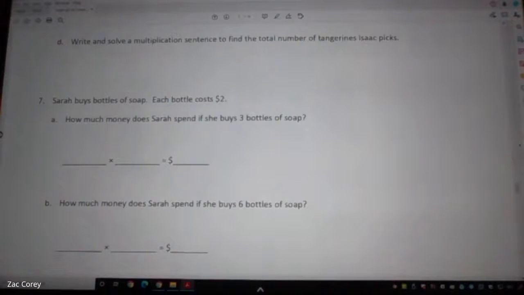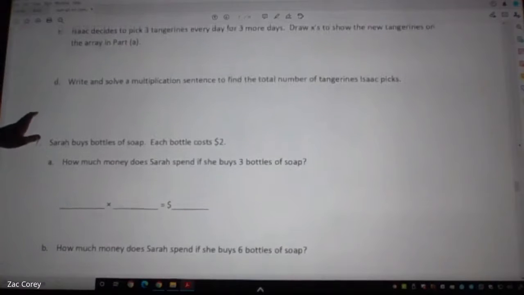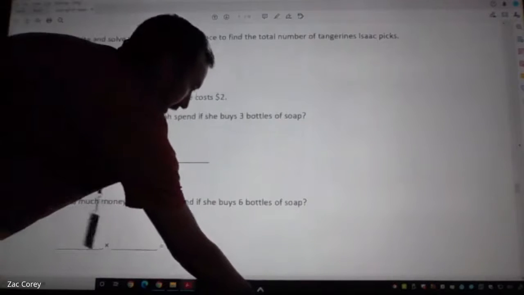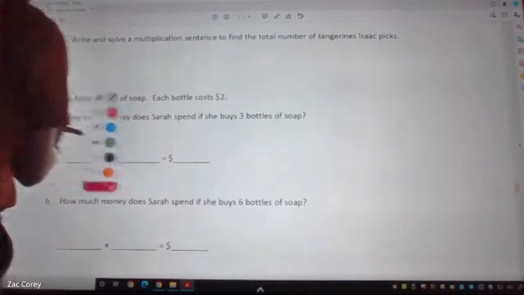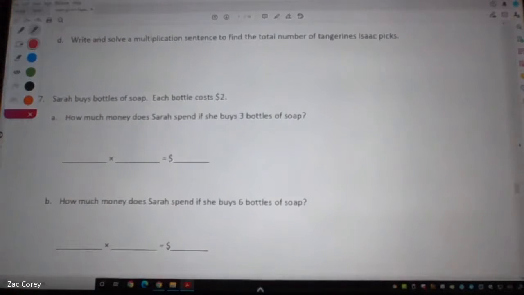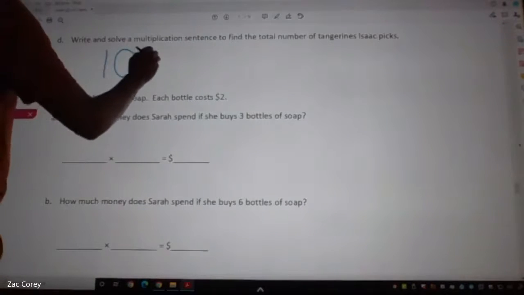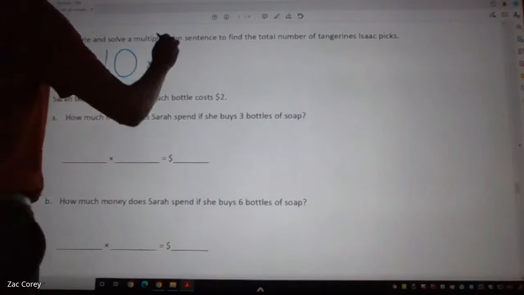Write and solve a multiplication sentence to find the total number of tangerines Isaac picked. So remember, we started with him picking tangerines for 7 days. Now he's doing it for 10 days because he did it for 3 more days. So for letter D, we're going to start with the number 10 because he's going to do this for 10 days total. And usually when you do multiplication sentences, they want you to write the number of groups, number of days, number of rows, whatever we're talking about. We want that number first. So 10. All right. And each day, he's still just picking 3 tangerines.